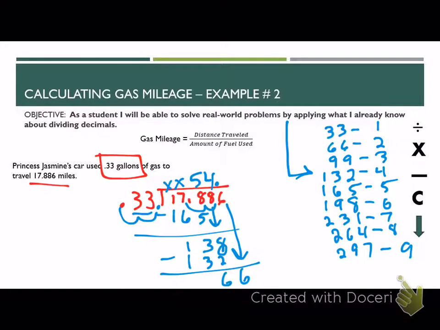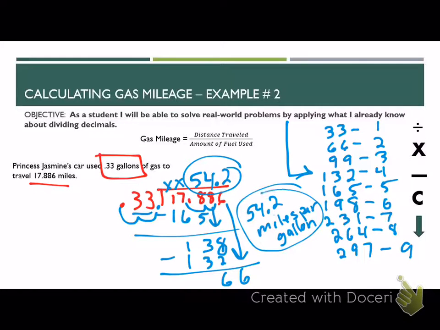How many times does 33 go into 66? Well, if we look at our chart on the side, it is 2. So that is 54 and 2/10. Okay, and what we need is a label because we're calculating the fuel mileage. So that would be 54.2 miles per gallon. And we need to circle our answer. Okay, there we go. We have one more example for you.